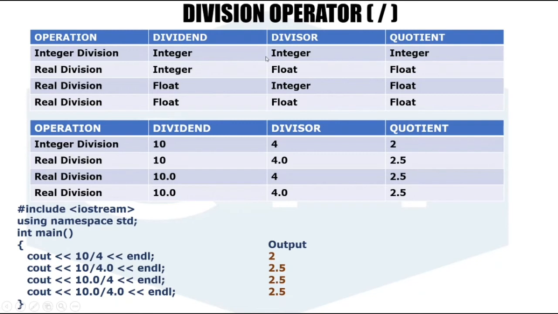So makikita niyo sa first table, yung first row lang ang integer kasi both dividend and divisor are integer. So, nagiging integer division kapag parehong integer ang dividend at divisor na ino-operate niya. Natatruncate yung fractional part. Real division naman, pag isa sa mga dividend or divisor ay float. Exact quotient ang binibigay niya. Sa second table, pinapakita yung actual values. So, yung first row is 2, nawala yung 0.5. The rest is 2.5. Real division, which means exact quotient ang result.